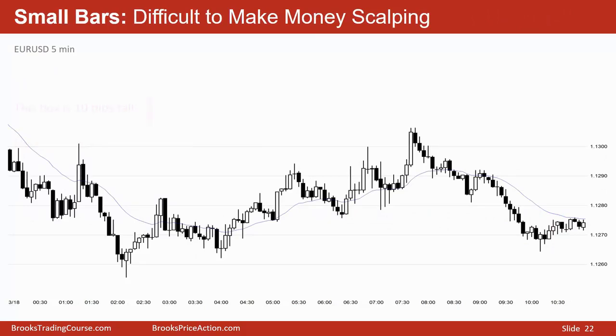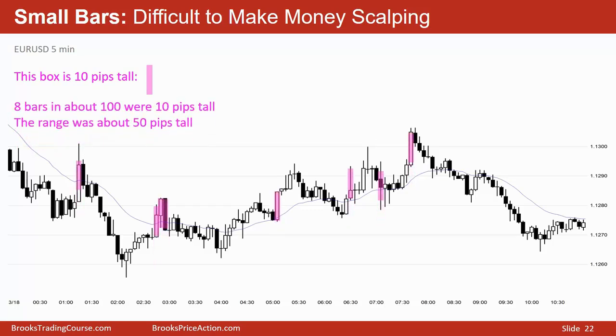All right, so let's do this again. Use this as a measuring stick. This is 10 pips tall. And look at this chart. This is different from that last chart. There are a couple of things different about it. First of all, you have 8 bars on this chart where the range of the bar was 10 pips tall or greater. And the entire range from the bottom to the top is 50 pips. The other chart, it was 30 pips. This chart, you have a better chance of making money.